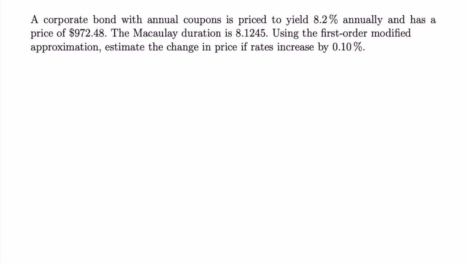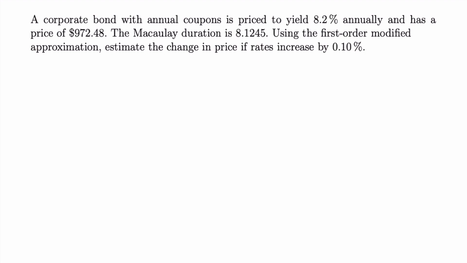Okay, so this problem is a little bit different than our previous example. We're still going to be working with one of our approximation methods, in particular the first order modified approximation, but the way that we use the formula for that approximation method is going to look a little bit different. We're going to have to make some slight adjustments to the formula because this time around we're not estimating the price of the bond at a new interest rate. We are estimating the change in the price if the rates increase by 0.10%. Okay, so that's going to require us to calculate something a little bit different than what we did in the last example, but it's actually not too far off.